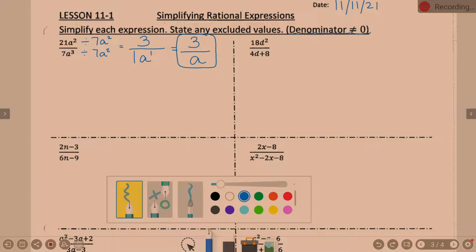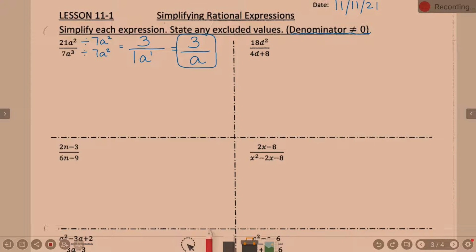So as a little side note here, my denominator is 7a to the third, and I'm going to set it equal to 0. This is us finding the excluded values. Maybe it would help if I write right here, denominator equal to 0. If they just want you to simplify it, you can just give the 3 over a. But they're asking for excluded values. So 7a to the third equals 0. How do I solve for a?